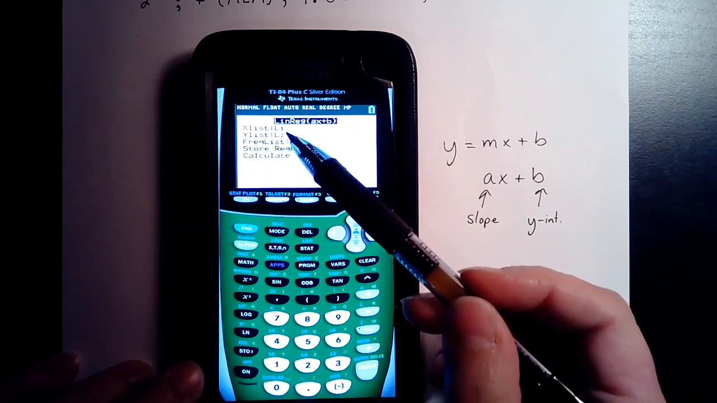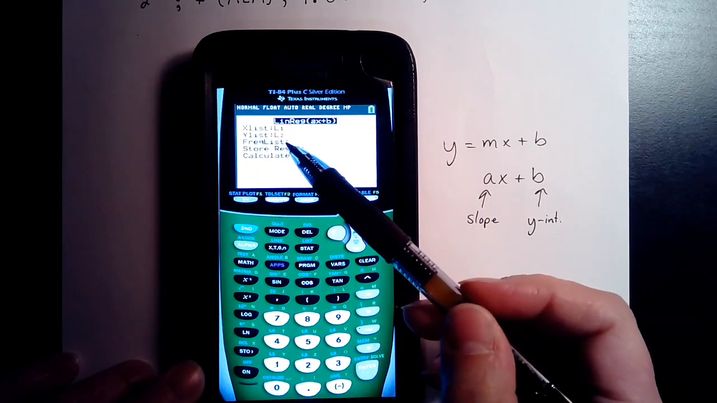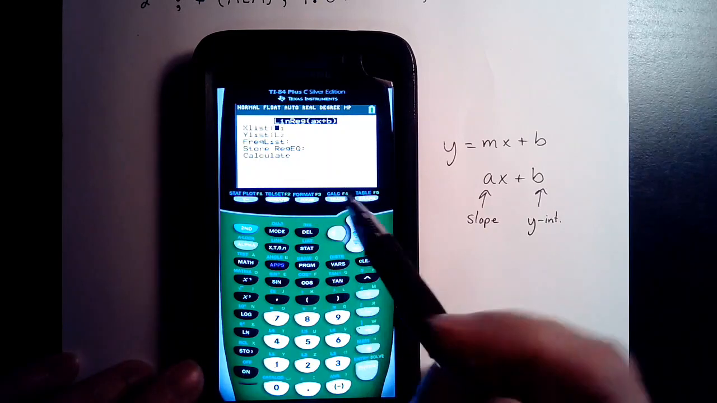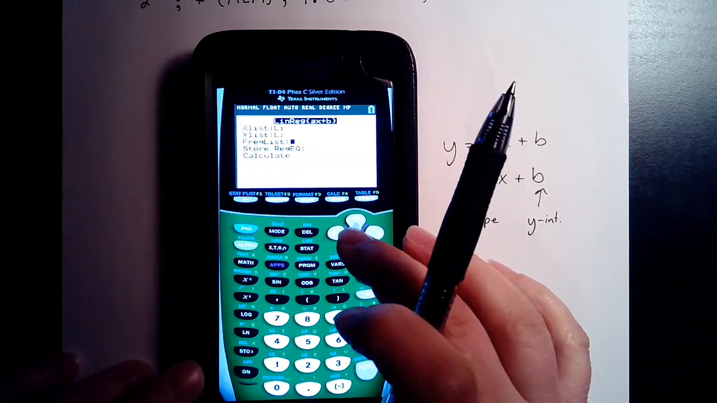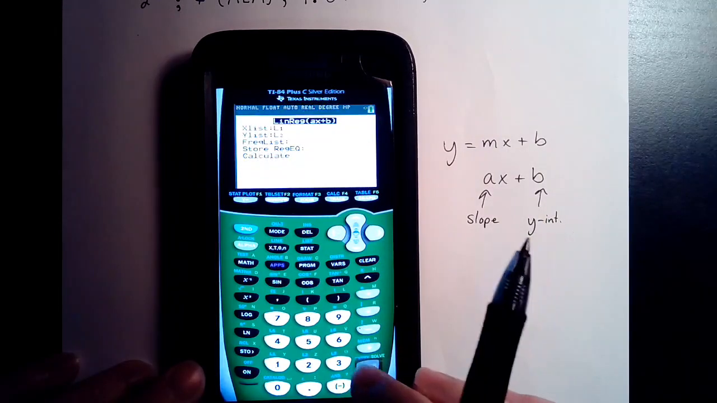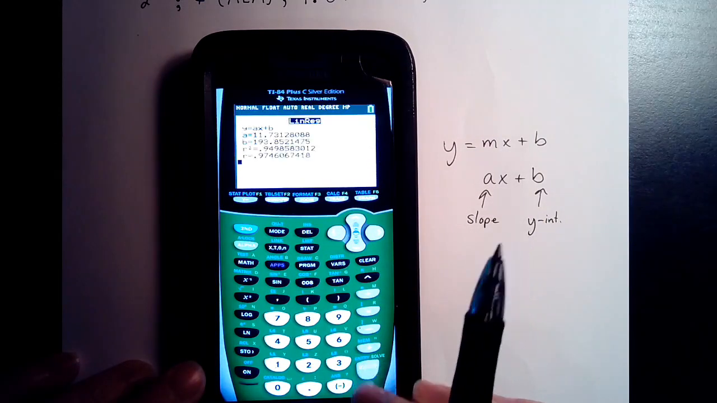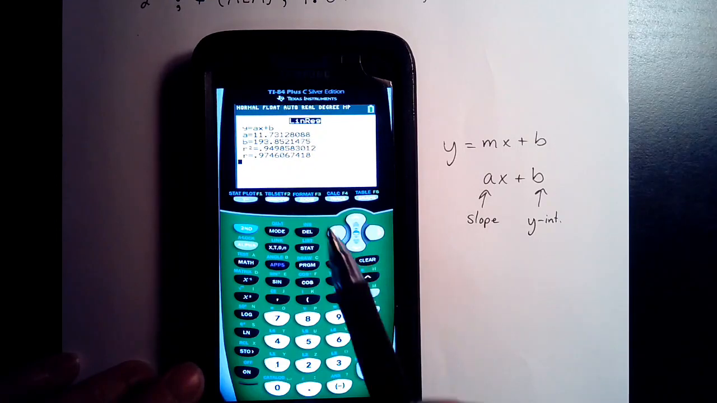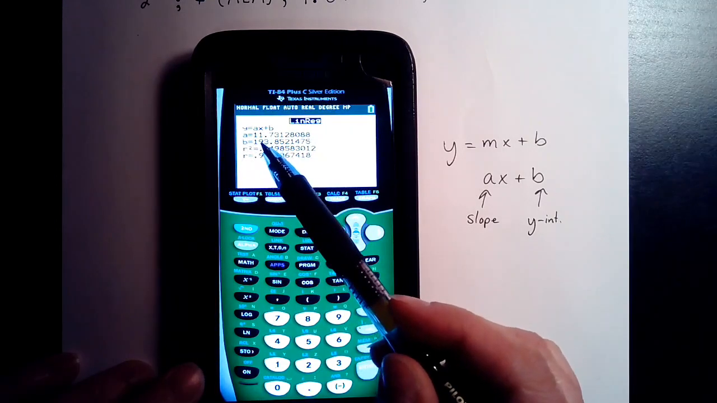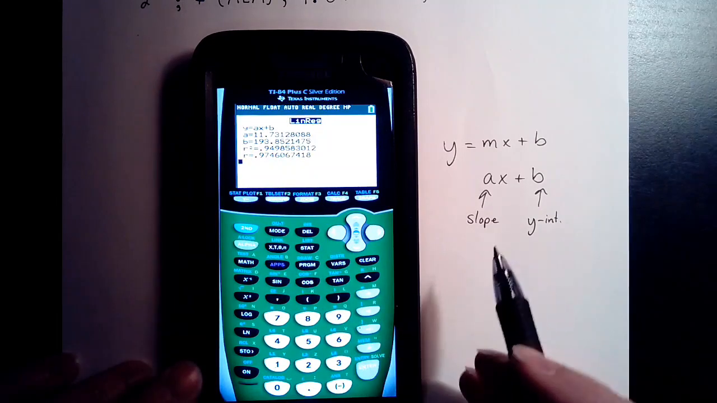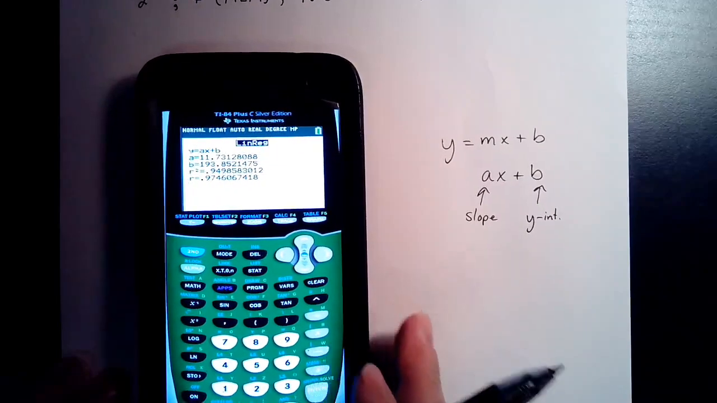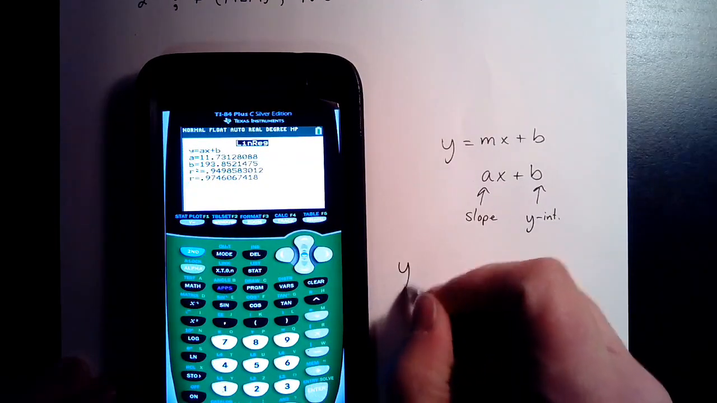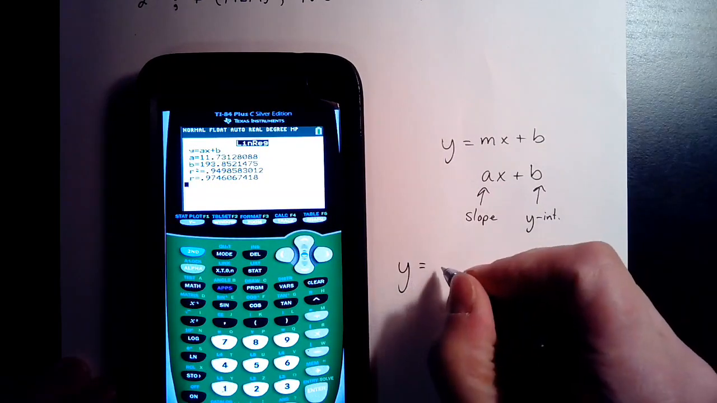Now it's going to say, okay, list 1 is my x, list 2 is my y. Some of yours might not have the frequency list, but you're going to come down here and hit enter on calculate. Or maybe you might have to hit enter twice, but then it's going to give us the slope and the y-intercept.